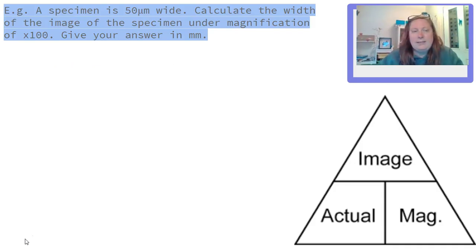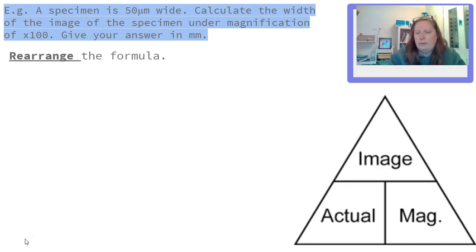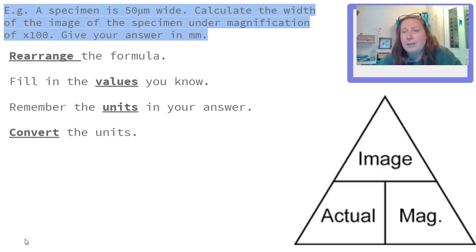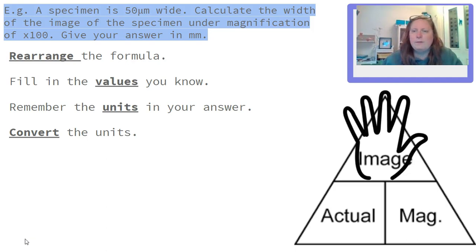So if you need a little bit more guidance, the question is up there at the top. First step is to rearrange the formula. Fill in the values that you know. Remember the units in your answer, making sure that they match. Convert the units. So it's asking you to convert from micrometers into millimeters. So if you remember, we've used triangles like this before, where you put your hand over the thing that you want to find, and then you use the bottom half of the equation to work out what you need. So if you want to pause the video now and have a go at the question and then put your answer in the comments below, do that now.